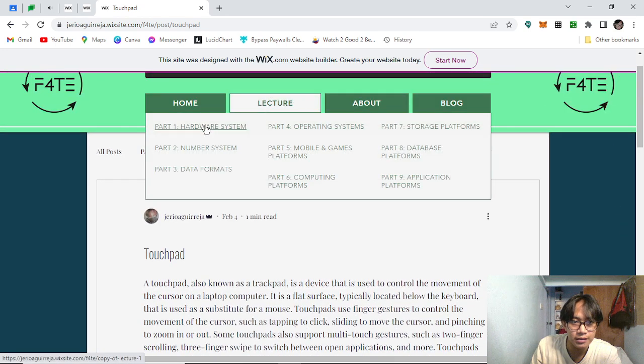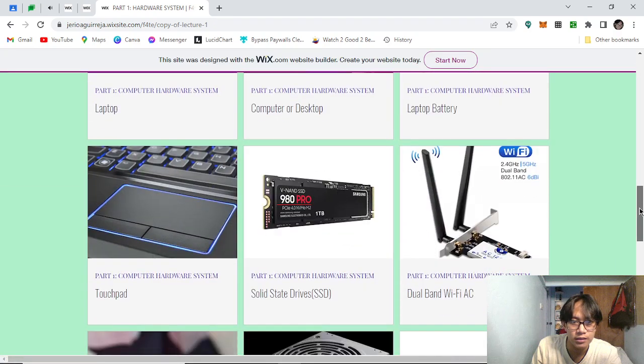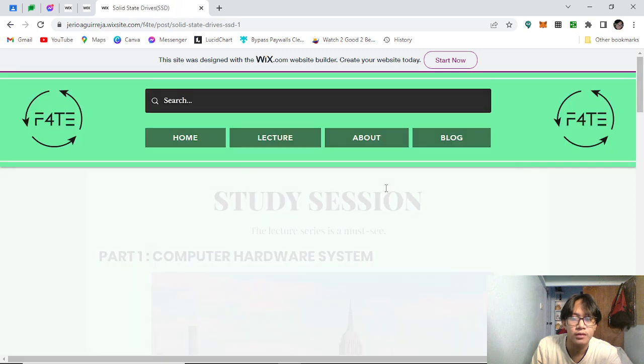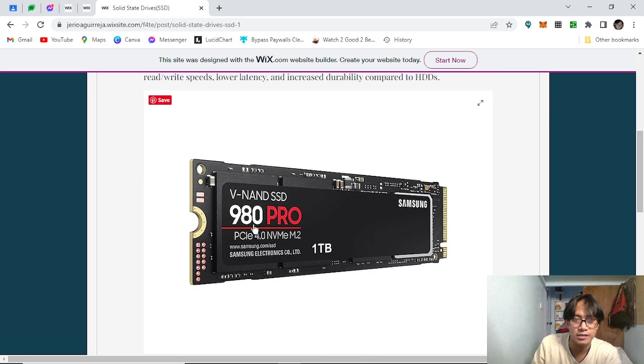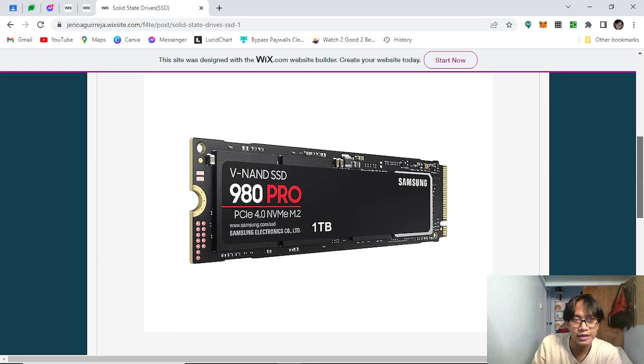So next, let's go back to the components, which is the SSD. For the SSD, stands for solid state drive, a type of data storage device that uses NAND based flash memory to store and access data. It is commonly used as replacement for traditional hard disk drives or HDD in computers, laptops, and other computing devices due to its faster read-write speeds, lower latency, and increased durability compared to HDD. And that's the SSD or VNAND SSD.